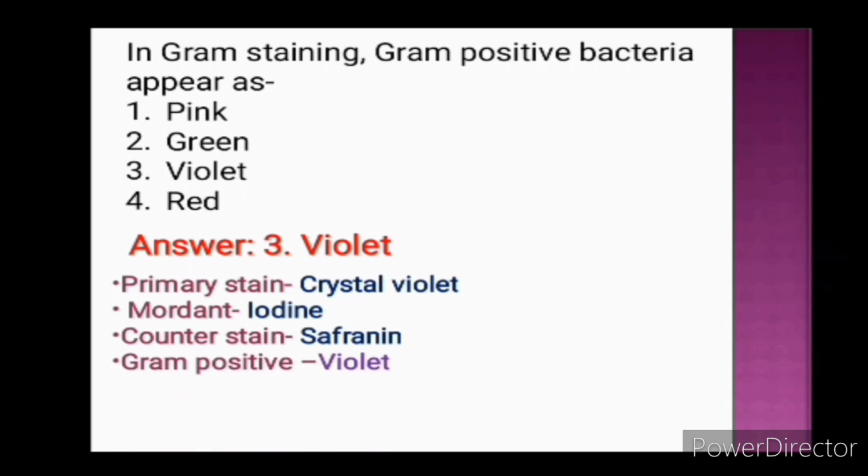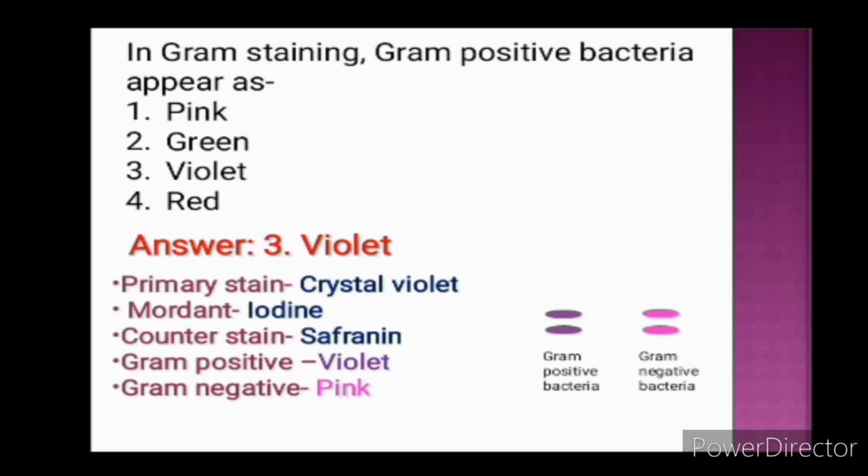The gram-positive cells take the primary stain and appear as crystal violet in color, whereas the gram-negative cells appear pink in color because after decolorization it loses the CVI complex, that is the crystal violet iodine complex, and takes the counter stain color, that is safranin. That's why the gram-negative bacteria appear pink in color. This is the gram-positive bacteria after gram staining, and this is gram-negative bacteria after gram staining.